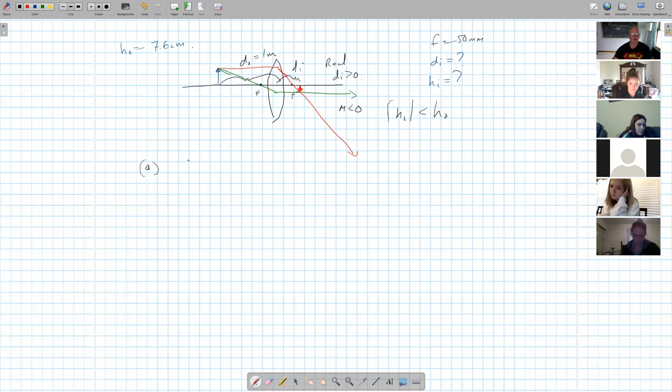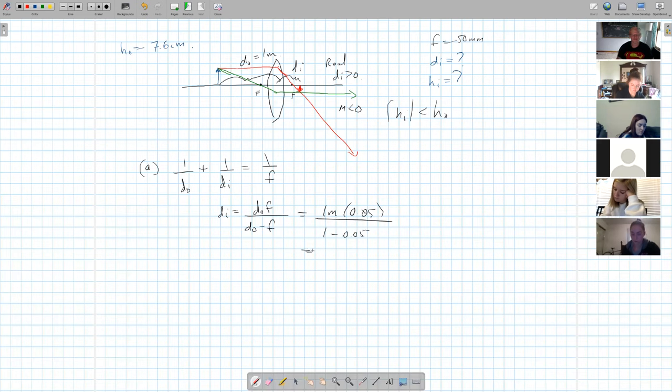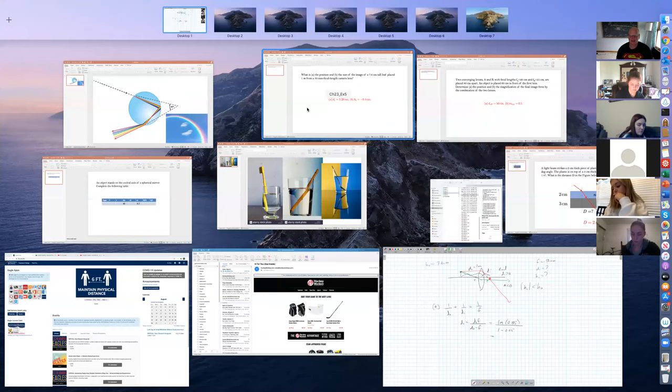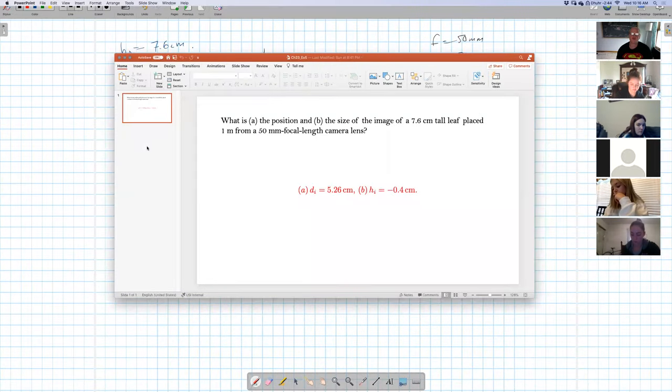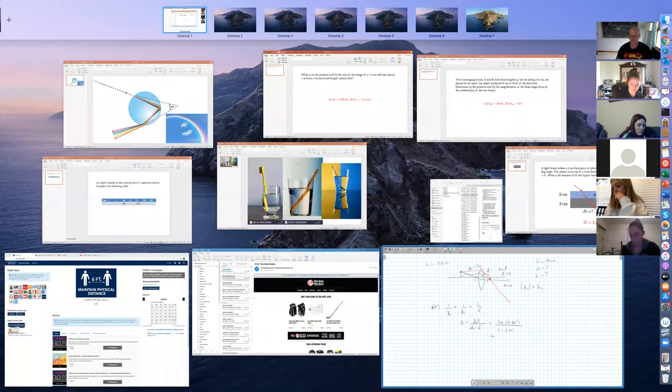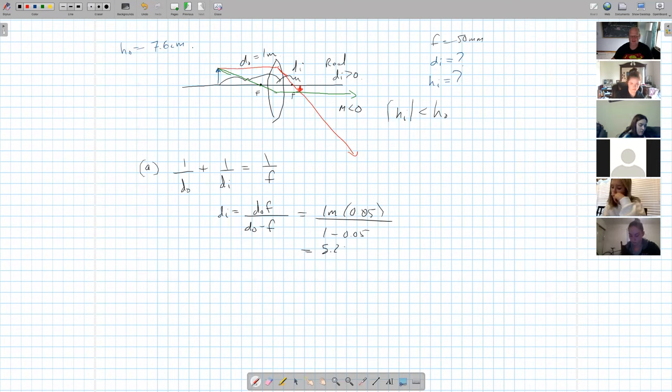So let's do this. Number one, we have the lens equation, which says 1 over the object distance plus 1 over the image distance is equal to 1 over the focal length. This is a converging lens, so the focal length is going to be positive. So the image distance is going to be the object distance times the focal length divided by the object distance minus the focal length. This is going to be 1 meter times 0.05, because it's 50 millimeters, divided by 1 minus 0.05. Plugging in our numbers, the image position turns out to be 5.26 centimeters.